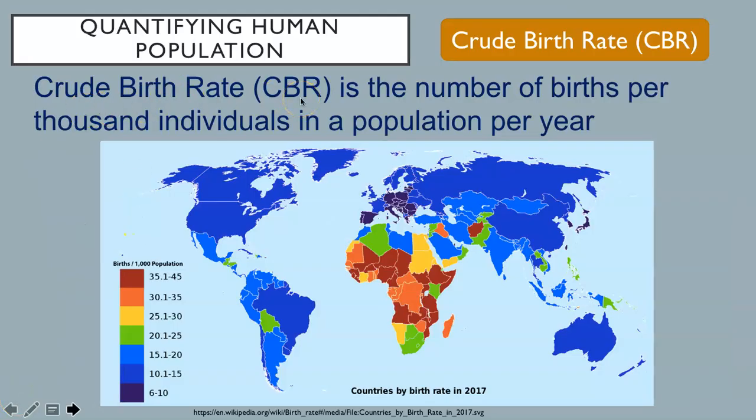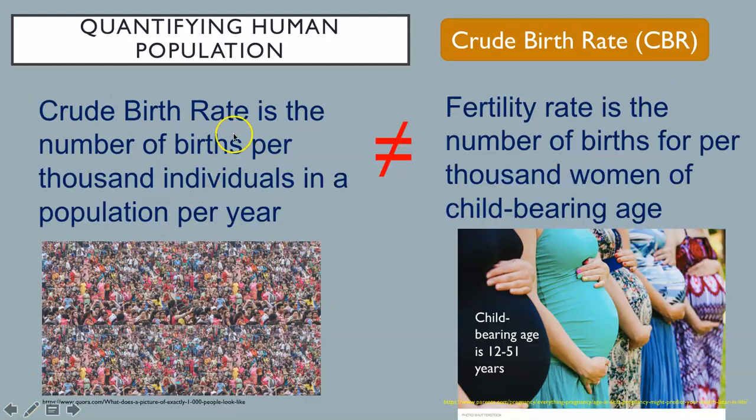Crude birth rate is the number of births per 1,000 individuals. What do you notice about crude birth rates for lower economically developed countries and more economically developed countries? Why do you think there are differences in crude birth rates? Do not confuse crude birth rate with fertility rate. Crude birth rate is the number of births per 1,000 individuals, so that means old and young, male and female, in a population per year.